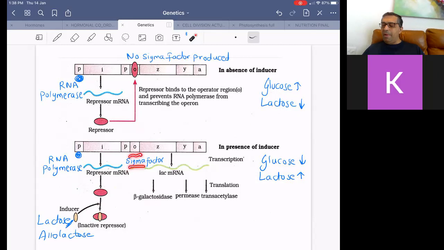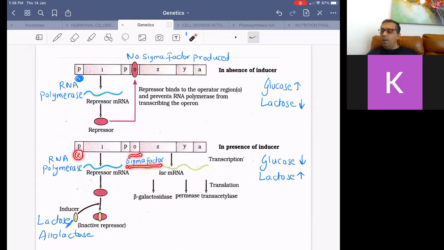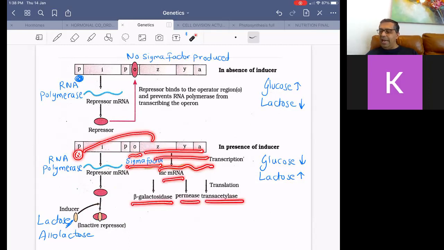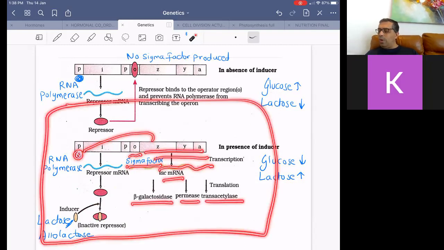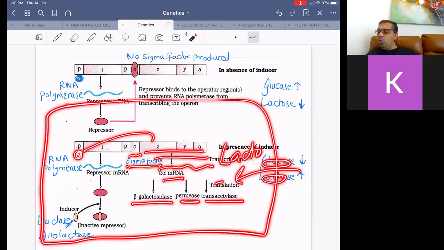by translation sigma factor will carry RNA polymerase from the promoter gene to the structural genes, and structural genes will undergo transcription to form lac mRNA. Lac mRNA will form lac protein, beta galactosidase, permease, transacetylase, of which permease will allow two things to happen. Permease will allow more lactose to enter, और lactose का दो काम हो जाएगा.